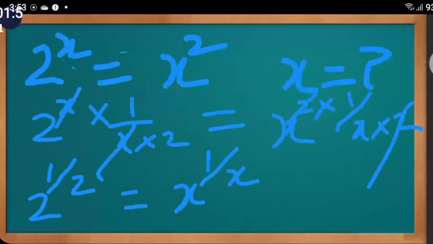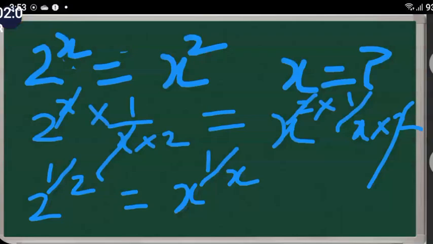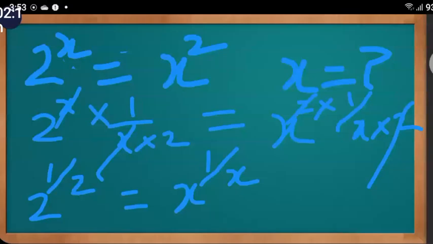Now the base number on the left hand side is 2 and on the right hand side is x. So what does that mean? In this situation, x will be 2. And since x is equal to 2, the fraction 1 upon x will be 1 upon 2. So what's the value of x? It's 2.